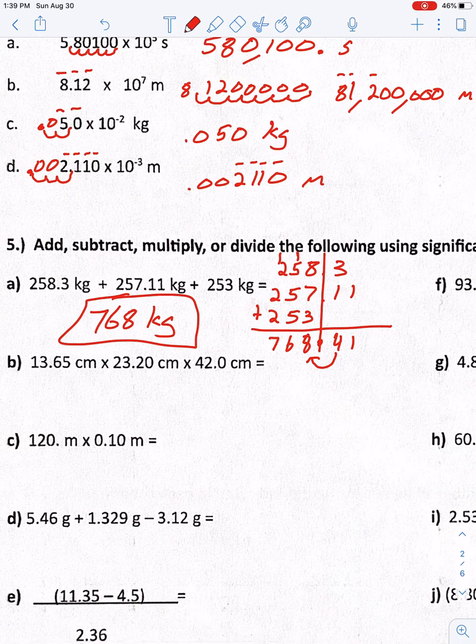Okay, multiplying, dividing, we have to count significant figures. So 13.65 has 4, 23.20 has 4, 42.0 has 3. Remember, you're only as good as your weakest link. So here, my answer can only be as good as my least amount of significant figures. That means 3 significant figures is how many I can have in my answer.